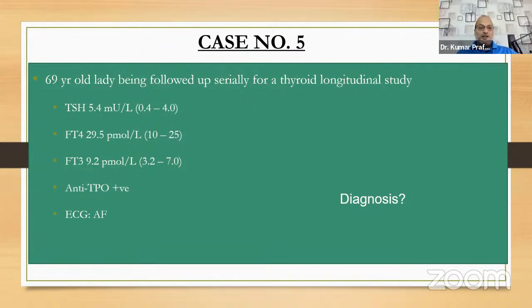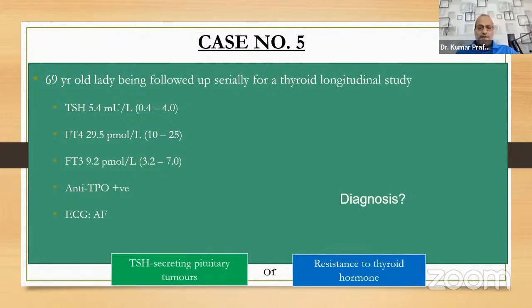Now we move to the last case, case number 5, a 69-year-old lady being followed up serially for a thyroid longitudinal study. TSH is slightly raised, 5.4, free T4 is raised, 29.5, free T3 9.2, anti-TPO antibody is positive. So what did we normally expect? That when there is increase in T3 and T4, TSH should have decreased, but here TSH is increased, and the patient has features of hyperthyroidism. ECG shows atrial fibrillation.